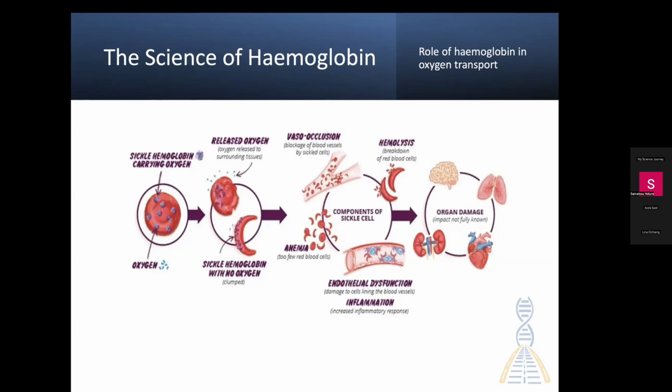And because all of this is happening, the immune system is also on alert. And so we have a lot of increased inflammation. And because we are talking about red blood cells, they go through the different organs of the body. We also have organ damage to the different organs that we have.